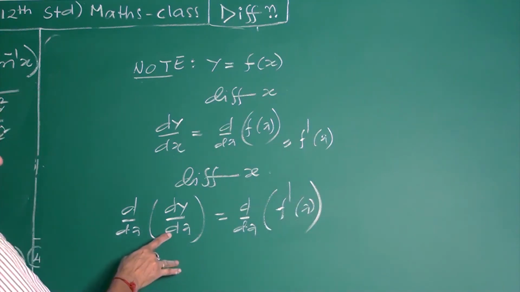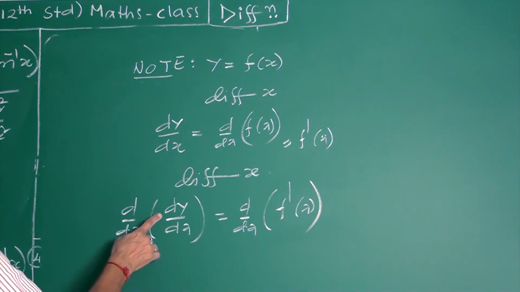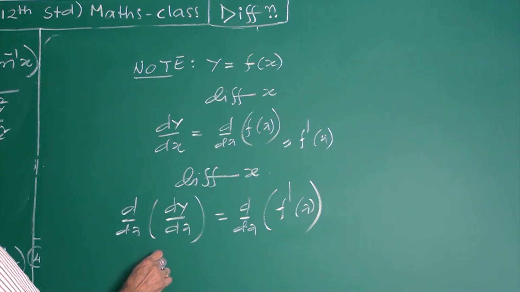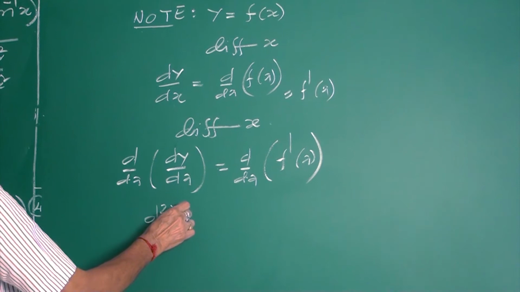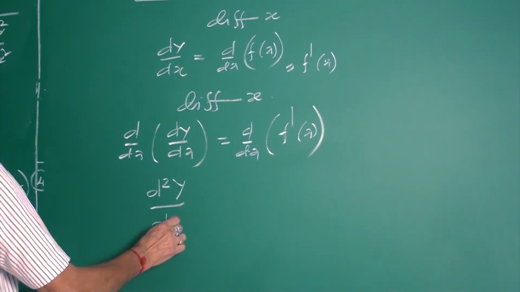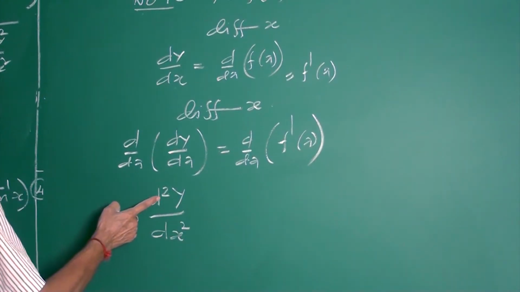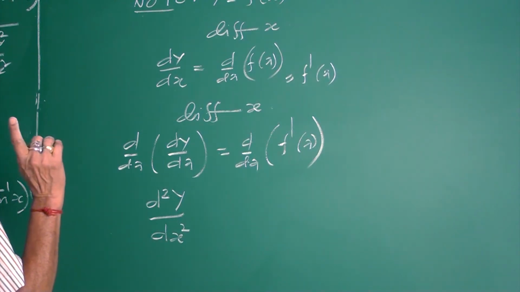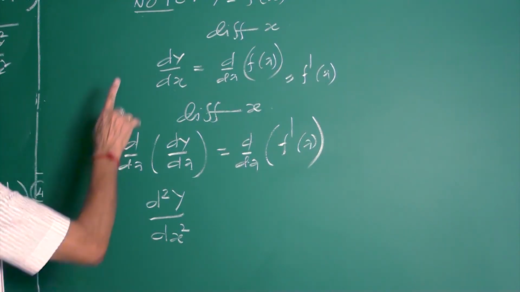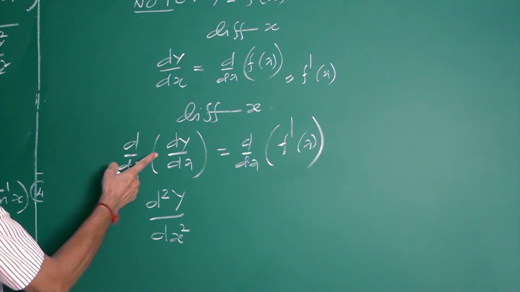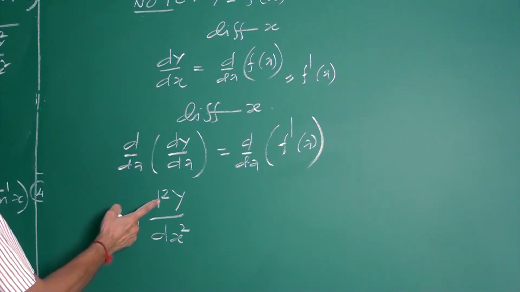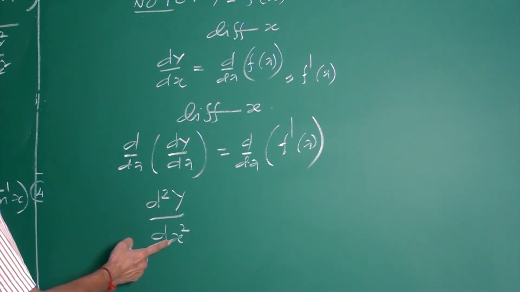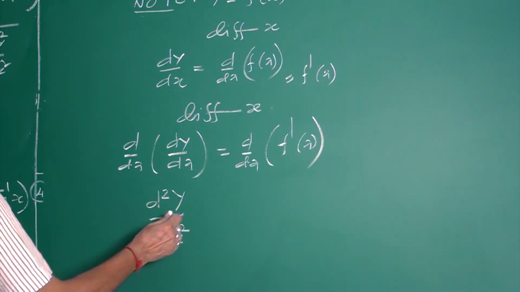See, my friend, the symbol: if you differentiate the first derivative, you get the second derivative of y with respect to x. Everything we have explained in successive differentiation; I am just reminding you. The derivative of the first derivative is the second derivative. The symbol is d2y by dx2 or d square y by dx square.